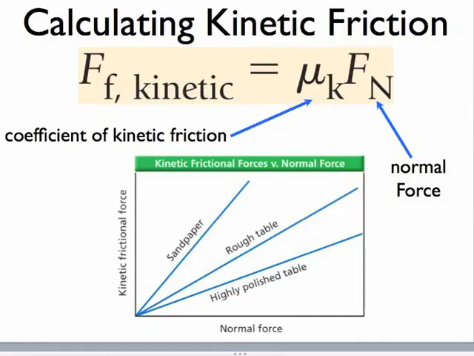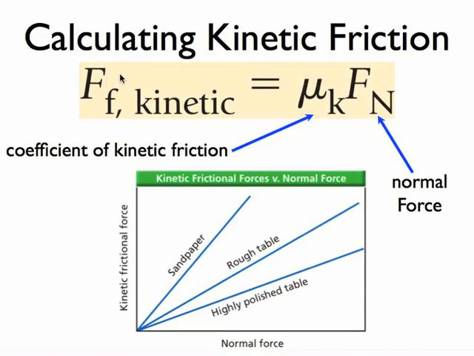And we're just going to learn how. So now we can talk about calculating kinetic and static friction. Your kinetic friction is just going to be equal to this weird U and UK, which is basically your coefficient of kinetic friction, and the normal force.